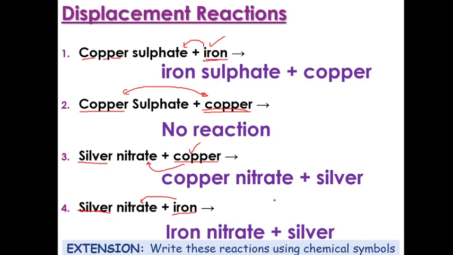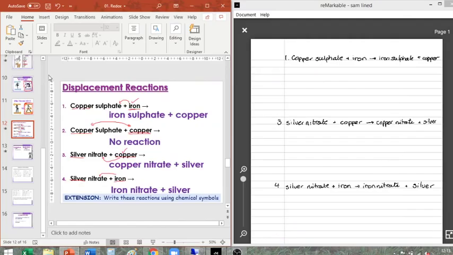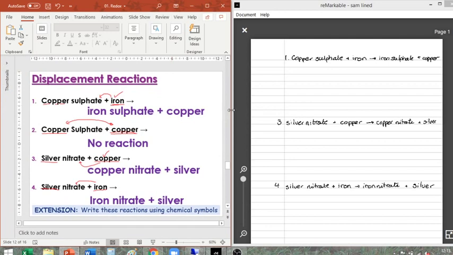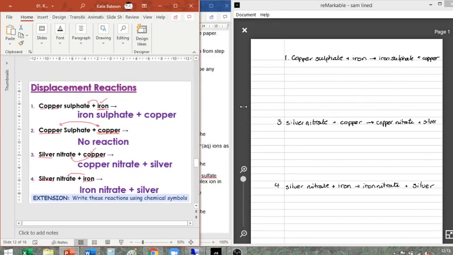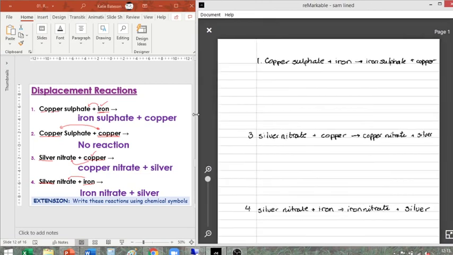The extension task was to write these reactions using chemical symbols. So let's have a go at doing that. Right then, here we are. So this section here uses my reMarkable, that's the name of the tablet thing that I'm always carrying around, and it's just a bit easier for me to write on it. So if we are looking at the symbols of these, we do actually first off need to know what these extra sort of weird and wonderful bits are. Sulfate is SO4. Nitrate is NO3.